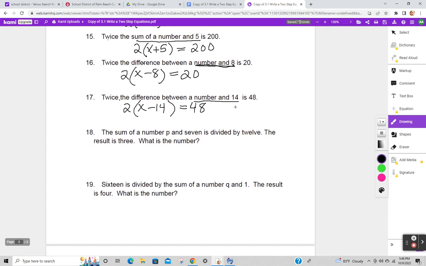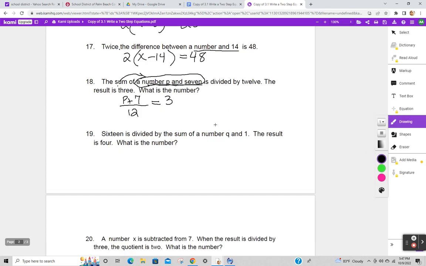All right, the sum of a number p and 7. So they're telling me that I need to add the number p and 7. So we'll take p and we'll add 7. So we're taking their sum. That's how I knew to add this part, because they told me that I want the sum of that. And then that is divided by 12. So we'll take that and divide it by 12. And then the result, that means equal to, the result is 3. That's it. So you'd have this equation.